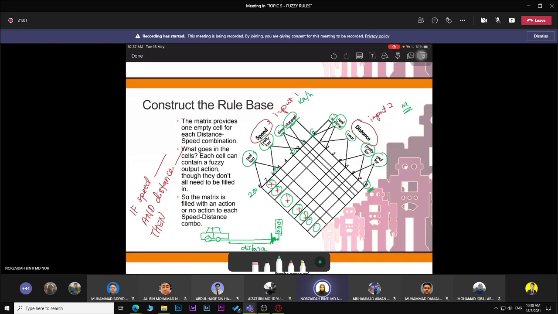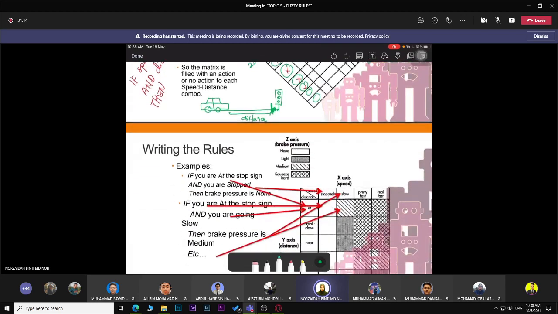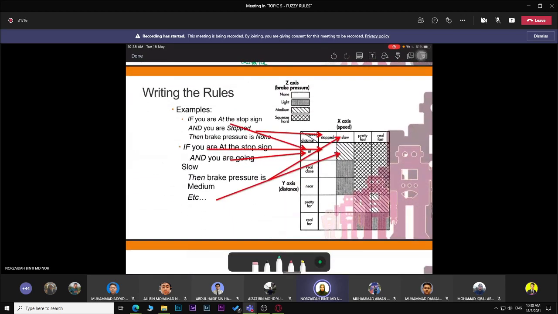Right? So this is how firstly you want to construct the rule base. Nak identify ada berapa banyak rules yang mungkin you akan ada. Tapi nanti bila you baca balik satu-satu rule, ada rule yang mungkin takkan possible. So you akan discard the rule. Okay? Contohnya dekat sini, dia write the rules, right?